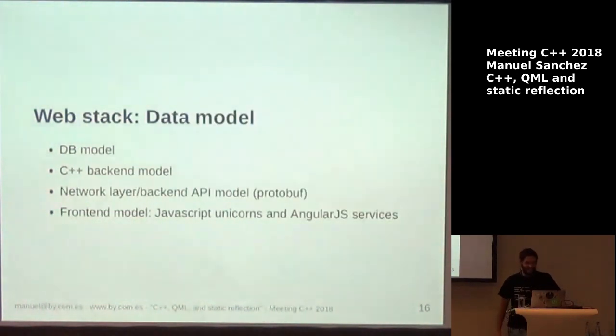Okay. And finally, the web data model was really similar to the usual stuff. We have a DB model with SQL, a C++ model with all the relationships, the business operations, etc. We have another model isolated from the C++ backend for the network layer to communicate with the web page. And finally, the model of the web page itself, which is whatever JavaScript does with everything. It's a map and, you know, that crazy stuff.